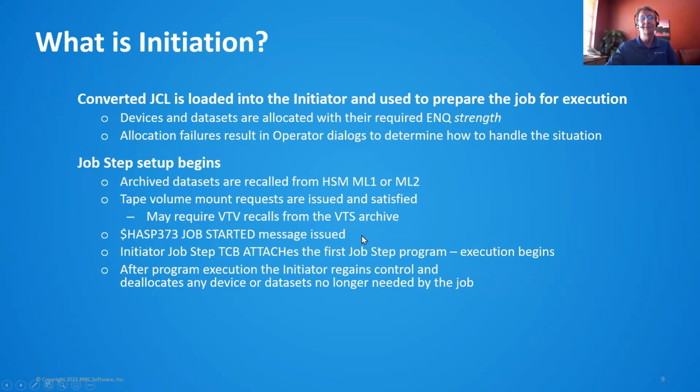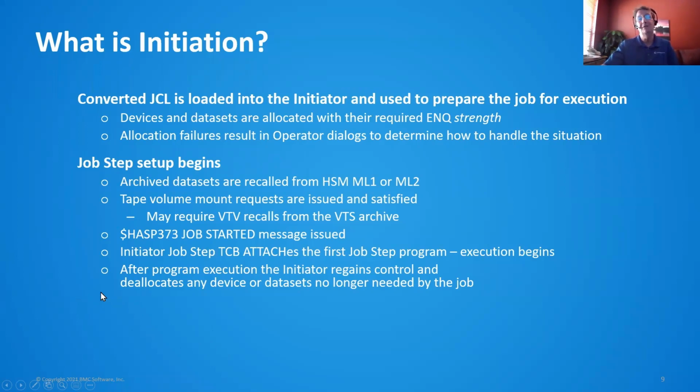Okay. So you get through all that, you get that first tape mounted for each data set, you have access to everything, then the job starts, you get that HASP373 message, and the initiator job step TCB will essentially attach the job step program, which is the program named on the EXEC card. And that gets loaded out of the STEPLIB or JOBLIB or wherever it's coming from. And execution begins.